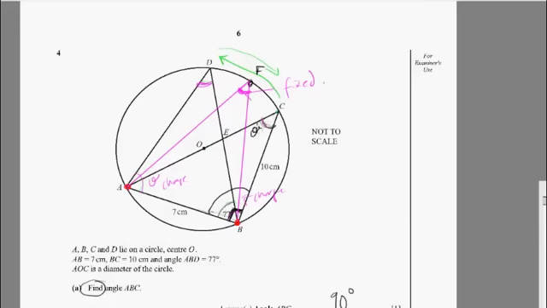Now you can prove it algebraically. For example, we found this angle in the previous question. We know this angle will be 112. We could also prove it algebraically, but that's more work. For a 1-mark question, it's a lot of work. So we can use this theorem instead.